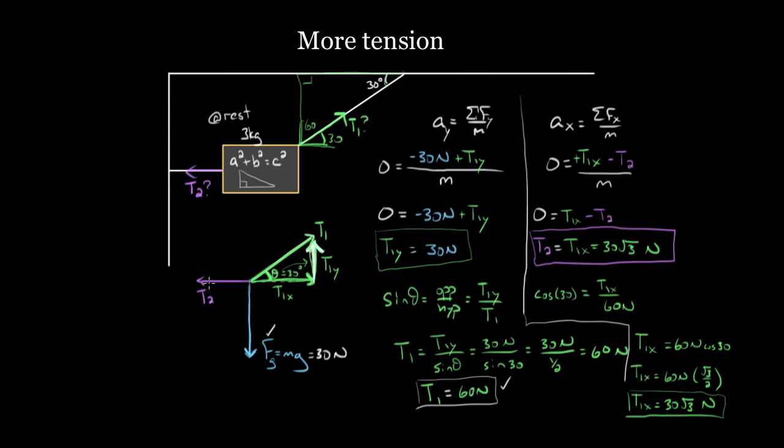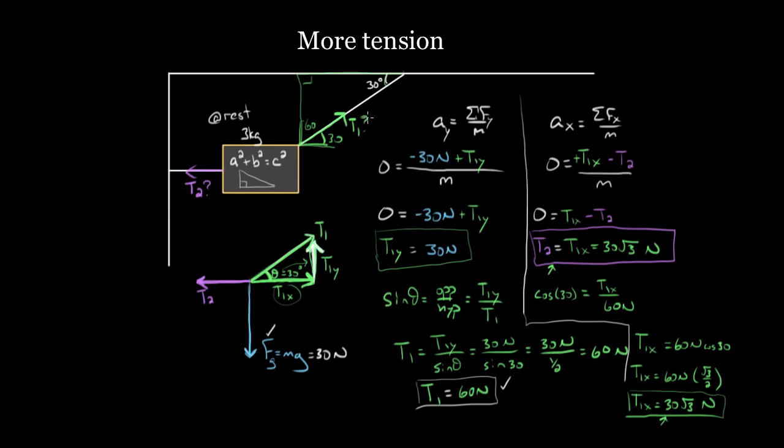So we figured it out. T2 equals 30 root 3 newtons, and that shouldn't be surprising. This force here, in order to make it so that there's no acceleration horizontally, just has to equal this force here. Those are the only two horizontal forces. We knew T1x was 30 root 3. That's what we found. So that means T2 also has to be 30 root 3 to make it so that these forces are balanced in the horizontal direction.